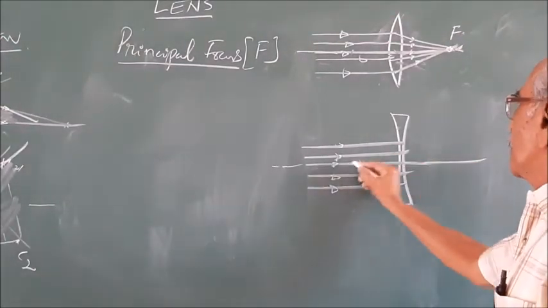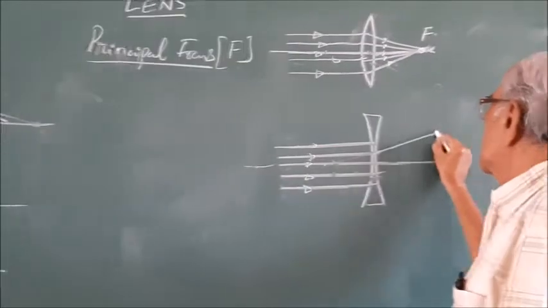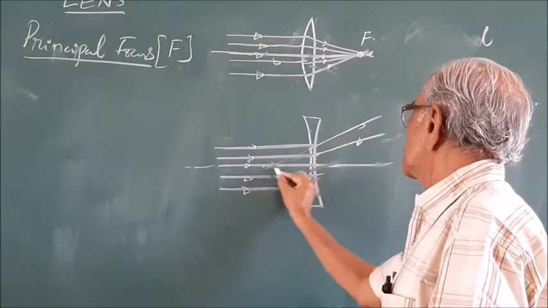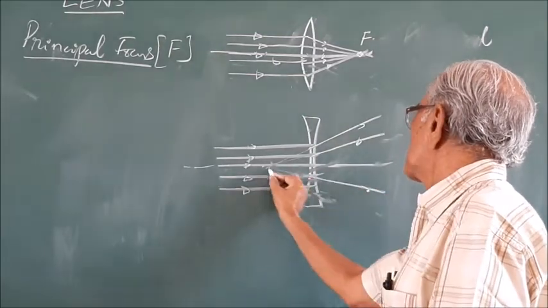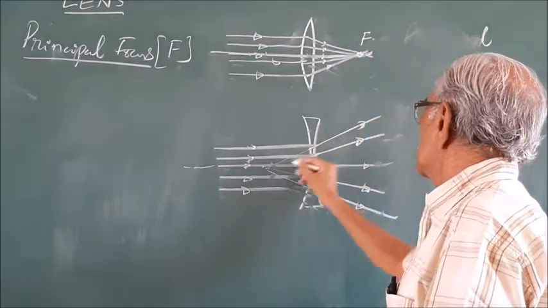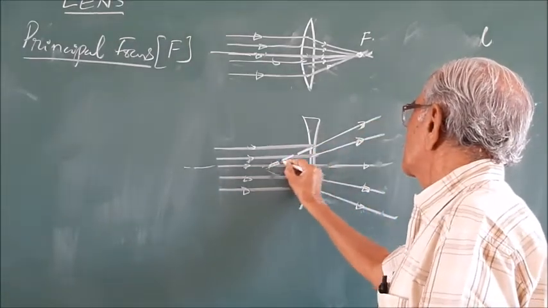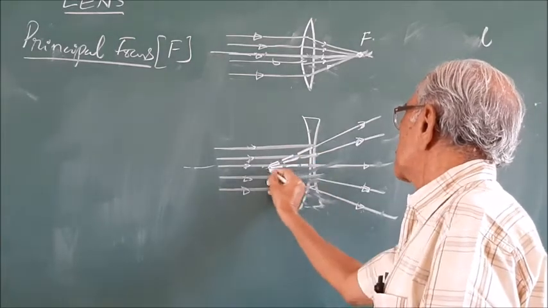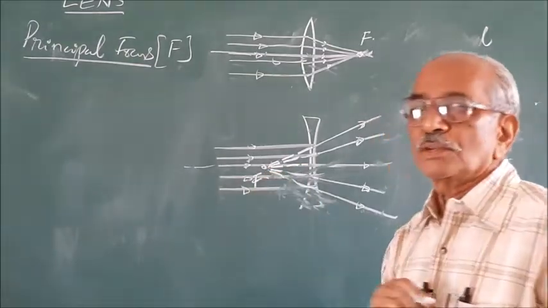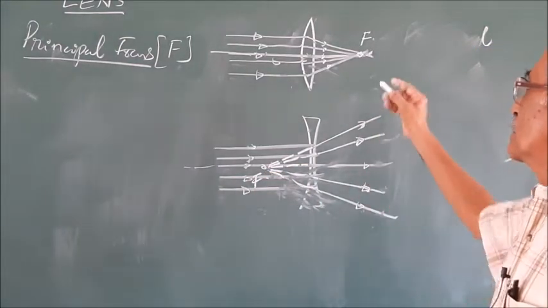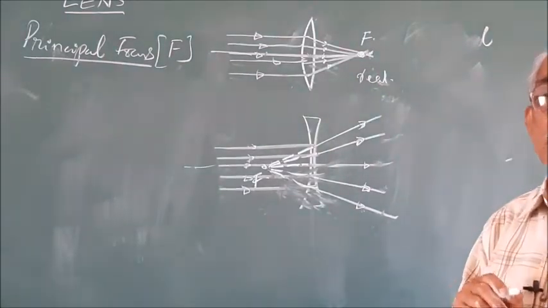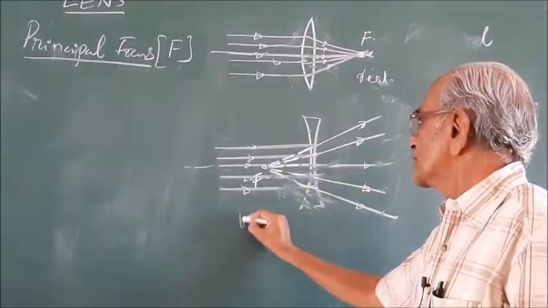Now here all rays after refraction diverge, as in that case. Observe the beam diverges after coming out of the lens. Now if you produce all these rays back, all of them appear to come from a point. This is the focus. Now this is a fixed point. It is a real point, because light converges. Now this other one is a virtual point.